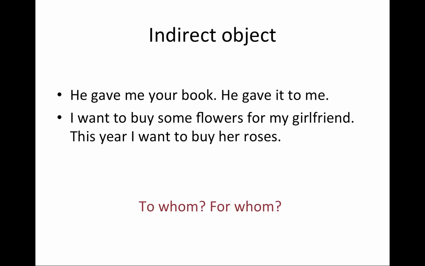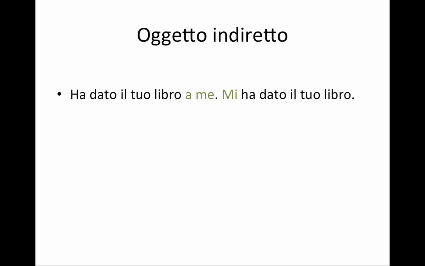Indirect object answers the question to whom or for whom. And here they are. They can be either nouns or pronouns. He gave me, that's a pronoun, your book. He gave it to me. I want to buy some flowers for my girlfriend. That's a noun. I want to buy her roses. Pronoun. In Italian, this is what it looks like.